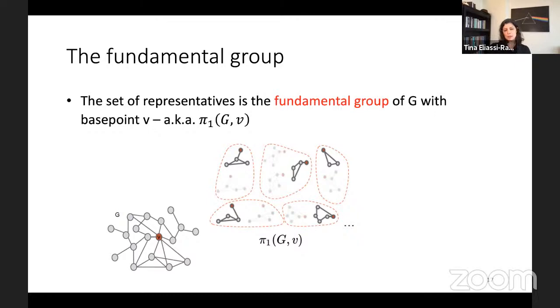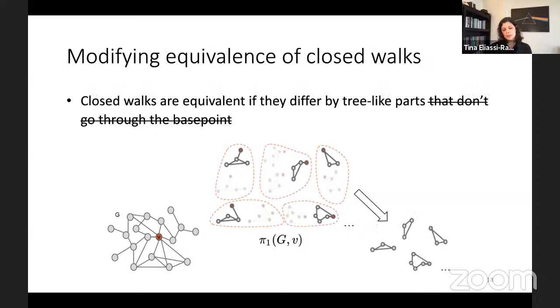So now, as a graph miner, I don't want to go through every node in a graph. There are too many of them, and I don't want to look at that. Well, computer scientists are very good at bastardizing things. So what I'm going to do is change the definition of equivalence of closed walks. I'm going to say that closed walks are equivalent if they differ only by their tree-like parts, and not have this condition that they don't go through the base point.